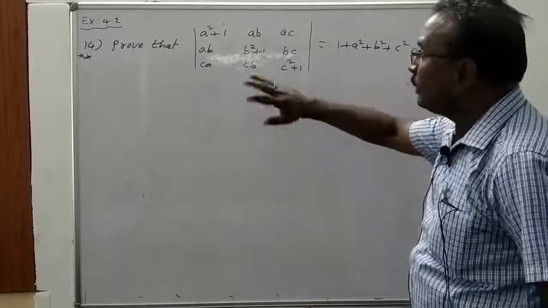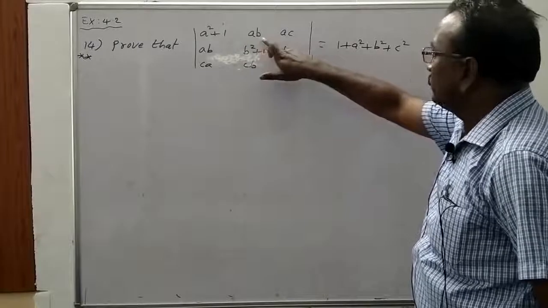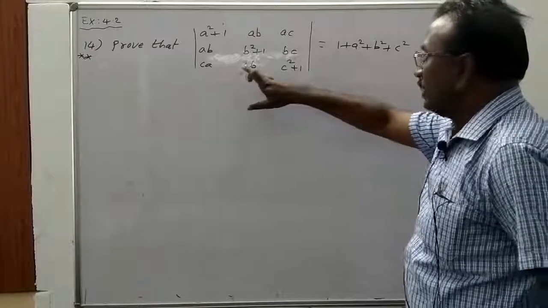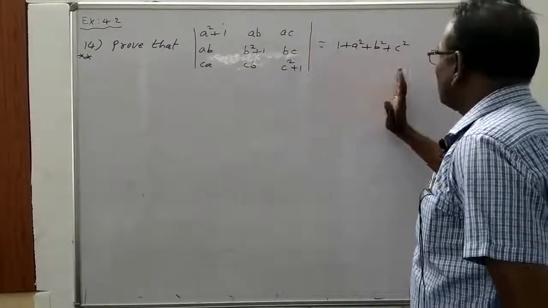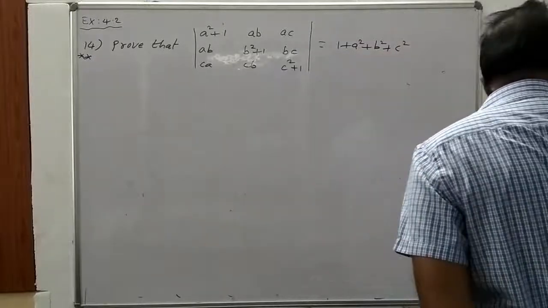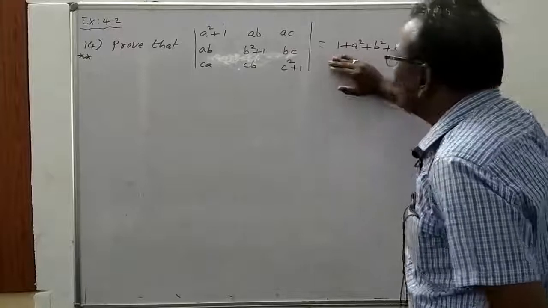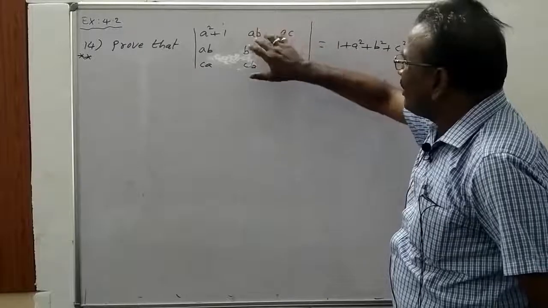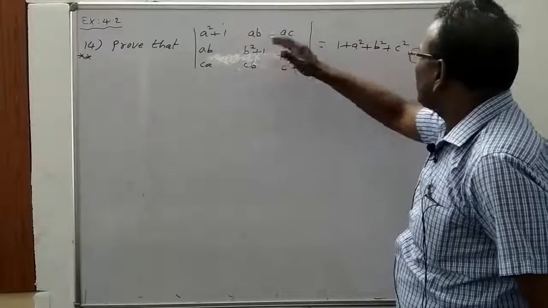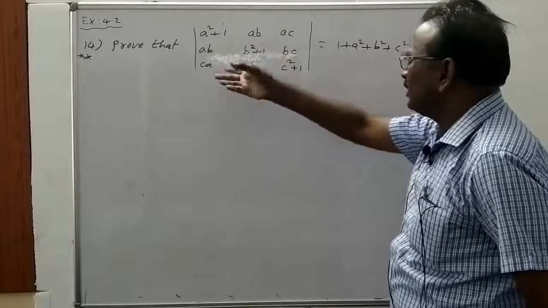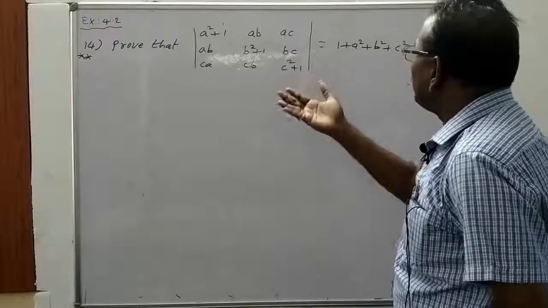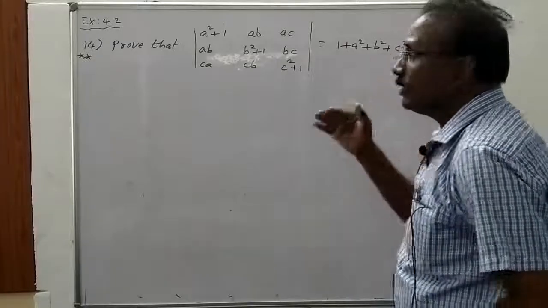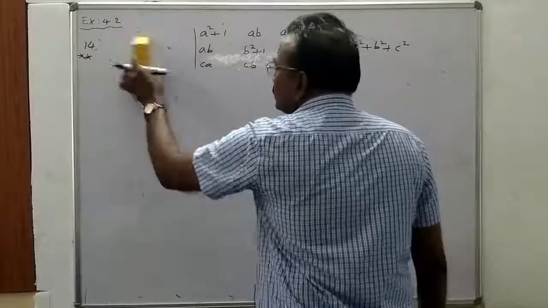Prove that determinant of a square plus 1, ab, ac; ab, b square plus 1, bc; ca, cb, c square plus 1. Observe the RHS, 1 plus a square plus b square plus c square. How to get 1 plus a square plus b square plus c square? Here the elements are not in terms of a square, b square, c square, but ab, ac, bc, ca, cb, like that. So we cannot get, by either adding rows or columns, 1 plus a square plus b square plus c square as the common factor. So that's why this is a somewhat different problem.